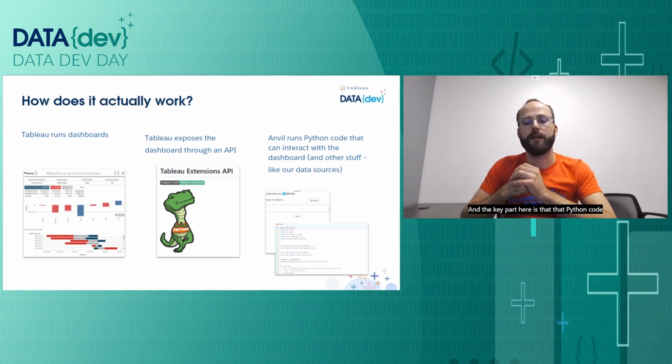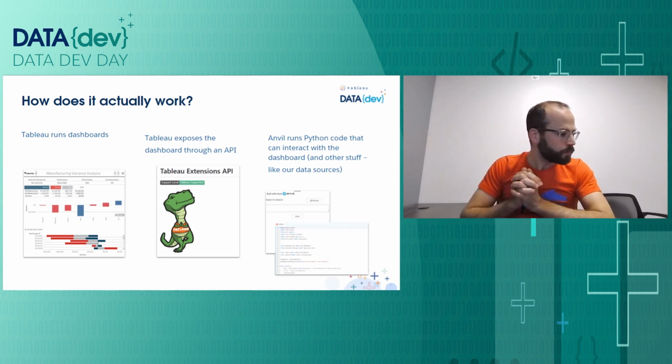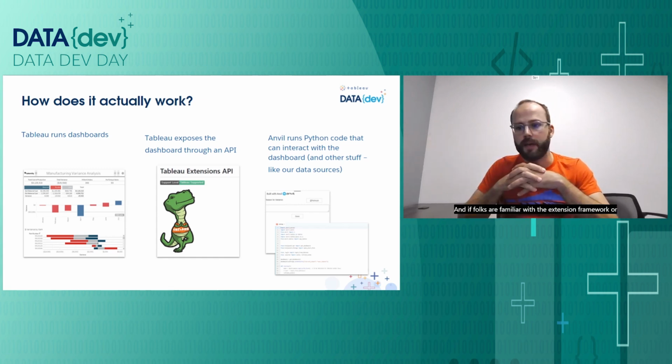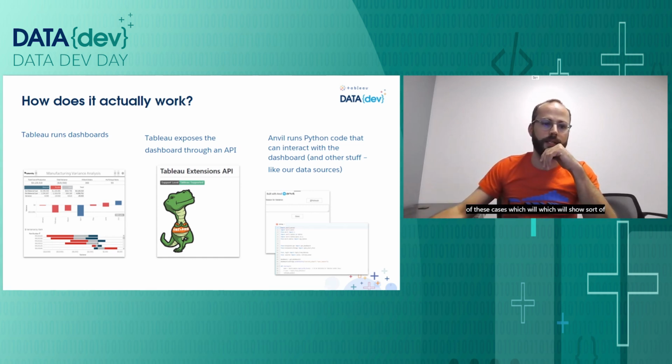And the key part here is that the Python code that our extension is running is driving that activity with our dashboard. And if folks are familiar with the extension framework or otherwise just familiar with web dev, they're probably raising their eyebrows right now because Python doesn't run in the browser. That's not how that works. But that is the key takeaway here: what Anvil offers is a way to build extensions knowing just Python and running Python client side in the browser, which really does enable a lot of the use cases, which we'll show next.